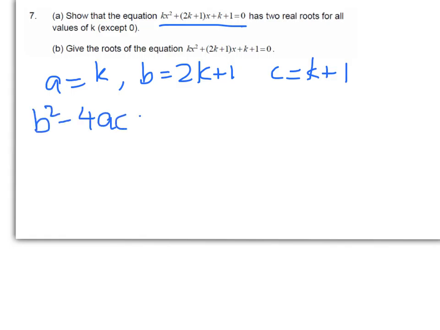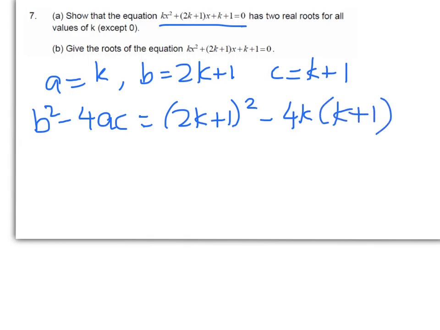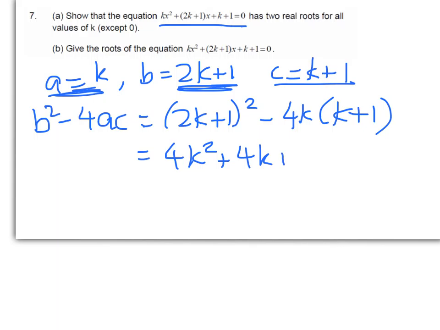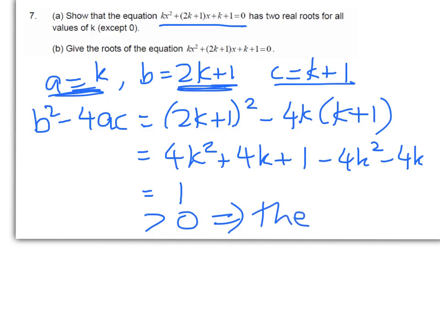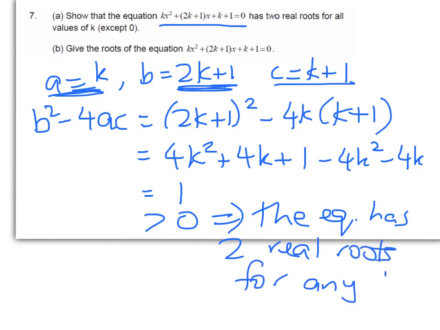B squared minus 4ac is equal to 2k plus 1 squared minus 4k times k plus 1. So that works out to be 4k squared plus 4k plus 1 minus 4k squared minus 4k, which is equal to, lots of things are going to disappear, 1. Now 1 is greater than 0, so that means the equation has 2 real roots for any k, except for k equals 0, in which case this whole thing would just collapse.